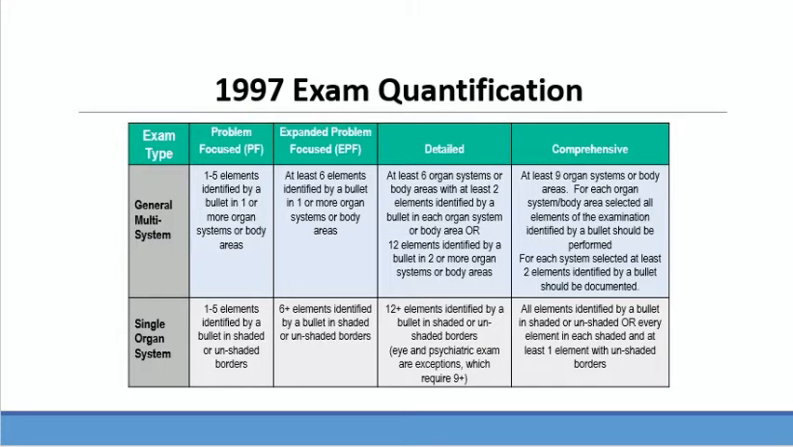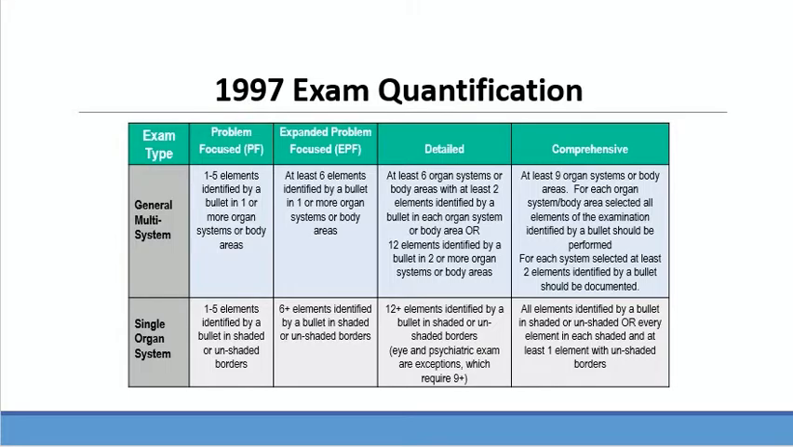An expanded problem-focused exam requires at least 6 elements identified by a bullet in one or more organ systems and/or body areas. A detailed exam must have at least 6 organ systems with at least 2 elements identified by a bullet, or 12 elements identified by a bullet in 2 or more organ systems or body areas. And for a general multi-system comprehensive exam, at least 9 organ systems or body areas must have all elements of the exam identified by a bullet, or at the very least 2 elements identified by a bullet in 9 body areas or organ systems.